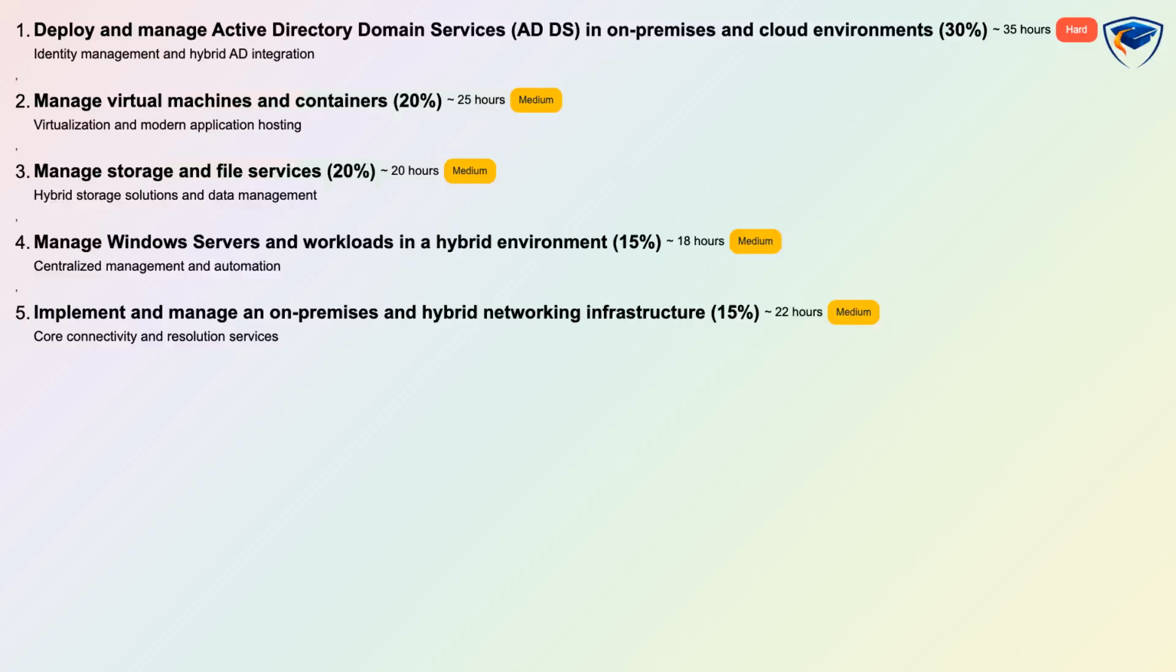30% of the exam questions will cover deploy and manage Active Directory domain services in on-premises and cloud environments. 20% will cover manage virtual machines and containers. Another 20% will cover manage storage and file services. 15% will cover manage Windows servers and workloads in a hybrid environment. And finally, 15% will cover implement and manage an on-premises and hybrid networking infrastructure.